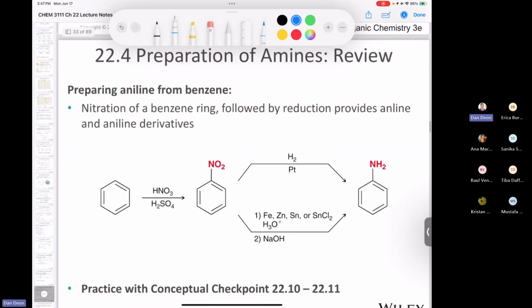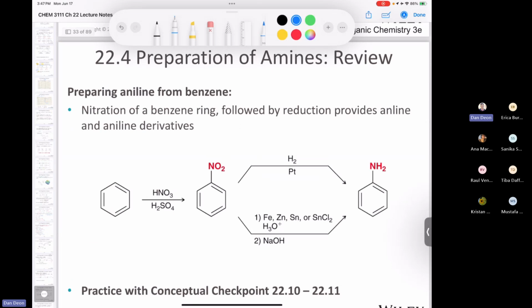Then we also talked about making an amine from the reduction of a nitro group. If you do a nitration of benzene, you make the nitronium ion, which is a very powerful electrophile. It reacts with the aromatic ring, and you end up restoring the aromatic ring after you make the sigma complex. You make a nitro group, so this would be called nitrobenzene.